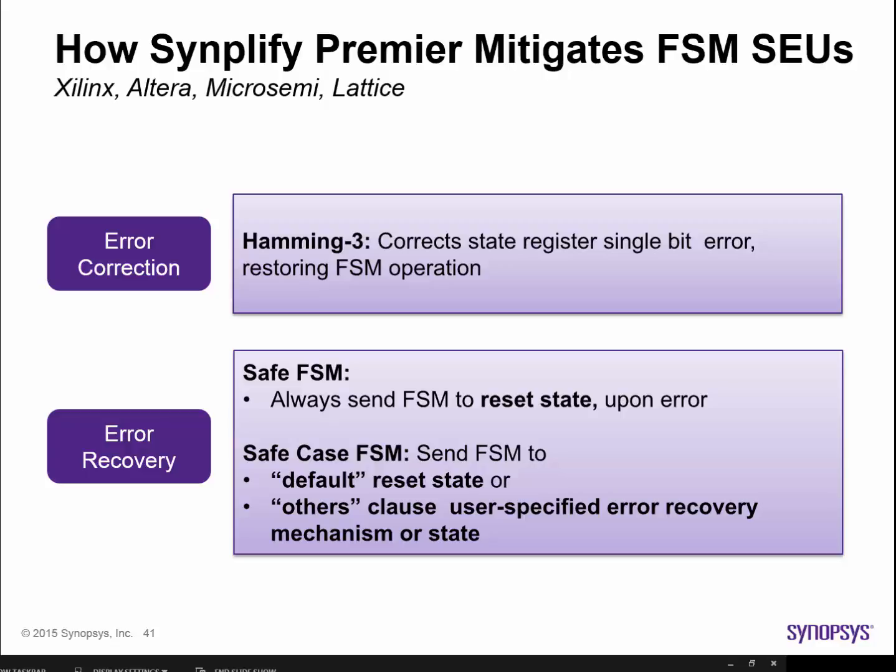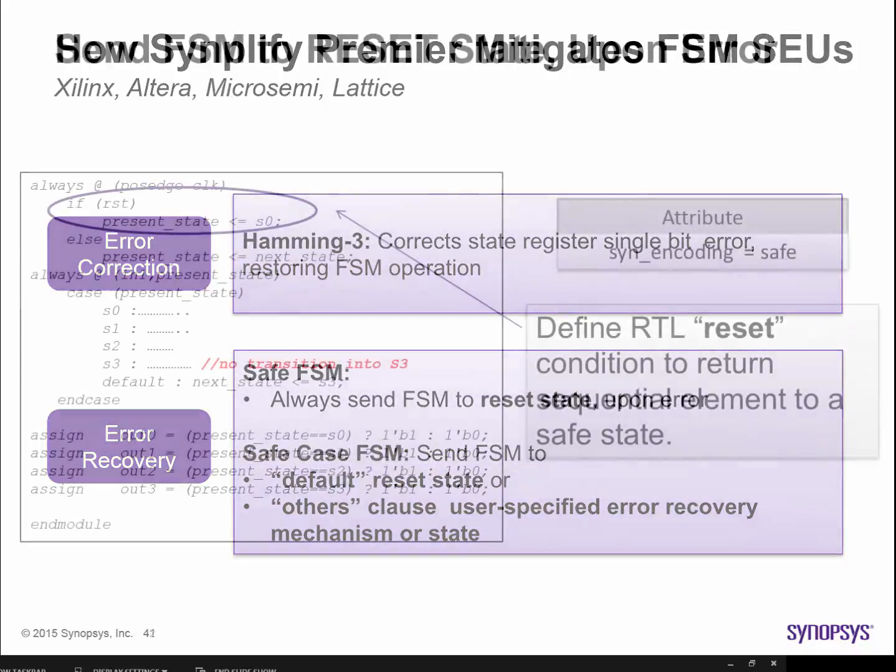You may also wish to have the state machine undergo other forms of error recovery. This can be done using a safe case FSM, in which the FSM recovers using a custom mechanism. This is done by special settings and by adjusting your RTL to specify a default or an others clause.